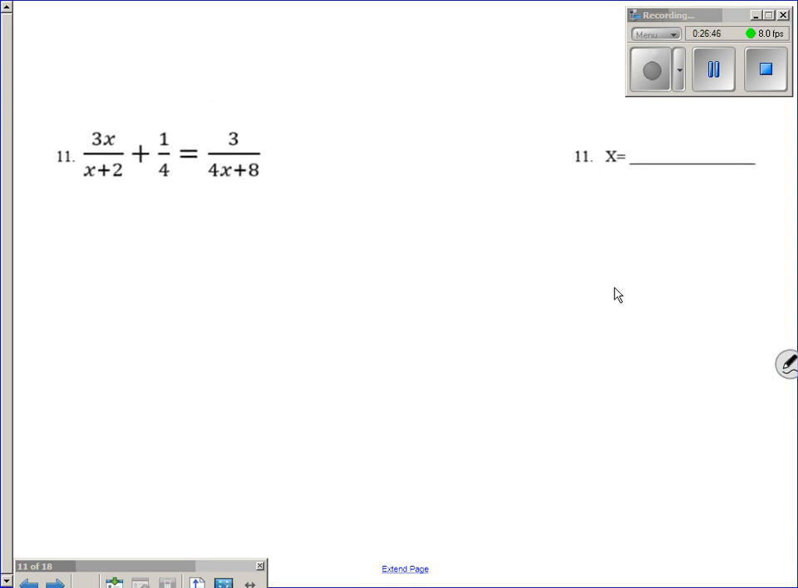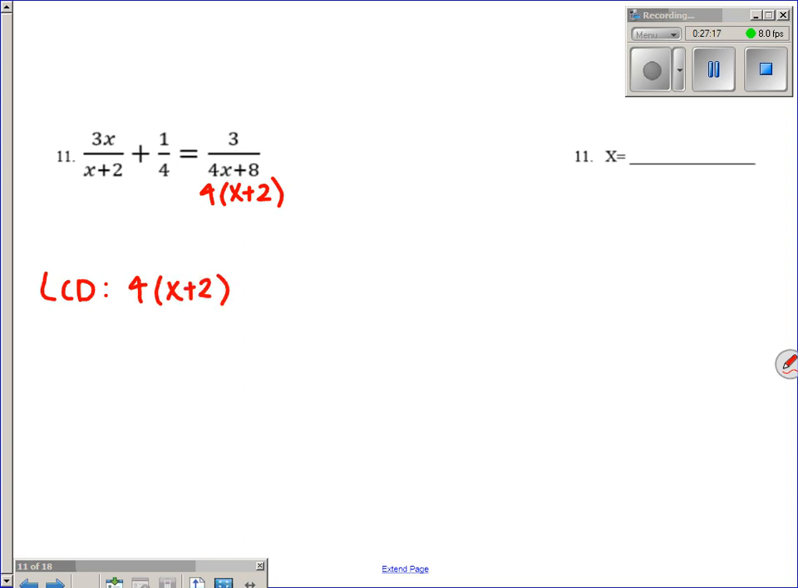Okay, number 11. Here we are adding and we again need to solve for x, so we need to see what our LCD is going to be. For the last fraction I can see that I can factor out a 4, and I'd be left with x plus 2. And conveniently, my other two fractions also have a 4 and an x plus 2. So I know my LCD is going to be 4(x plus 2).